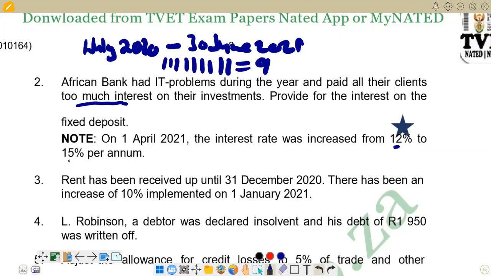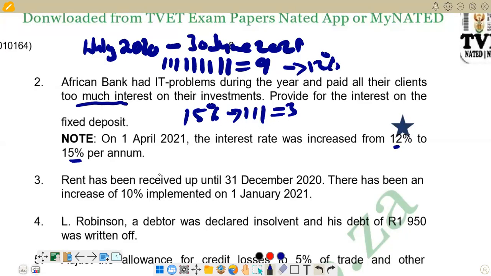And then we go when it was now 15%. So this one represents 12%. And then when it was 15%, we also count, it was 15% from April. So we have the whole of April, May, and June. So it means it was 15% for 3 months.